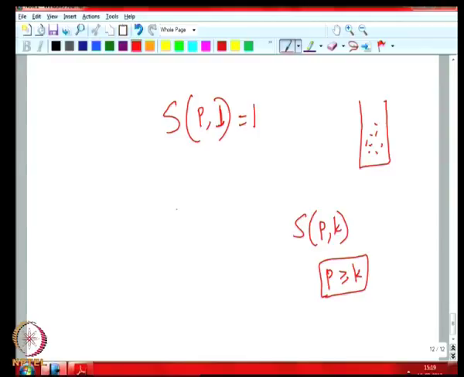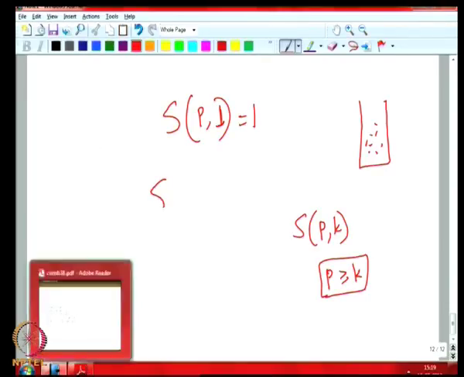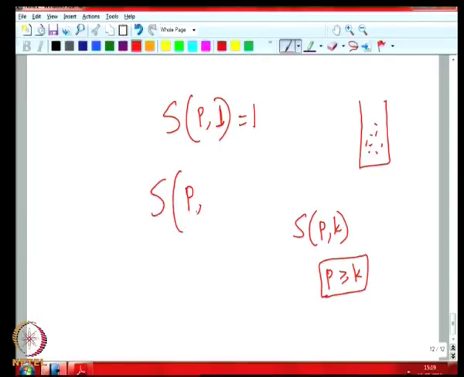Now, another thing, what about S(P,P)? Some special cases when P equals K. The only way is, because every box has to be non-empty, we have to give one object each to each of the boxes, because there are exactly P boxes and only P objects. There is only one way to do that, one object each to each box.